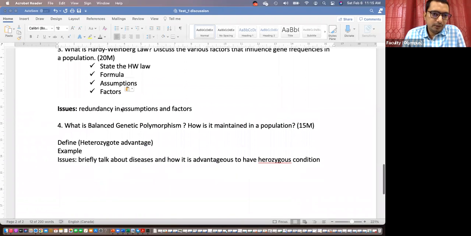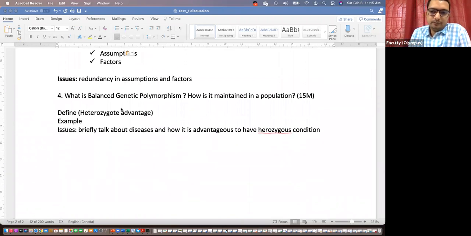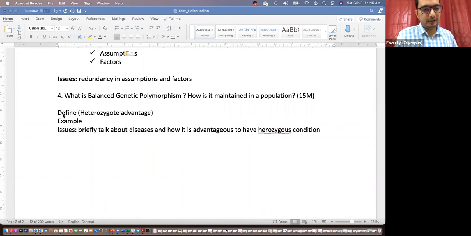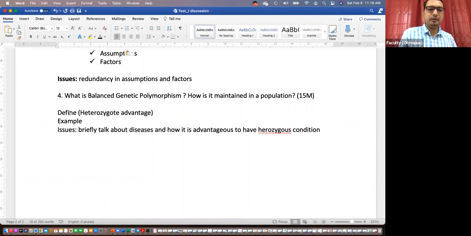And the last one is balanced genetic polymorphism. I felt students have struggled to explain how this is maintained. So first define what balanced genetic polymorphism is, and your focus should be on the heterozygote advantage, how heterozygotes are maintained. Take the standard example of sickle cell anemia here, but briefly talk about the diseases.